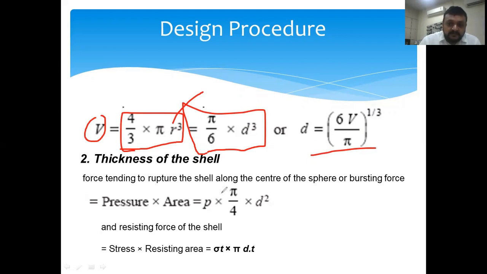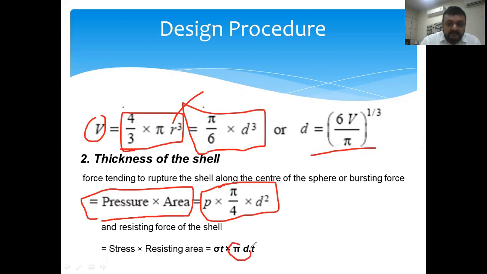Now similarly, we have the circumferential stress. So P into pi by 4 d square along the circumference. Failure is along the circumference, so longitudinal stress only. And the effective resisting force is what? Pressure into area. Here area is equal to pi into d into t. That is similar to the second case of the thin cylindrical shell. The first case is not applicable to the spherical shell according to the shape of the shell.